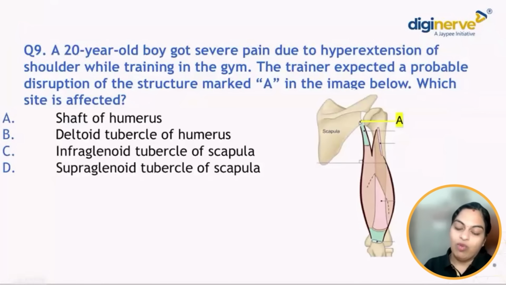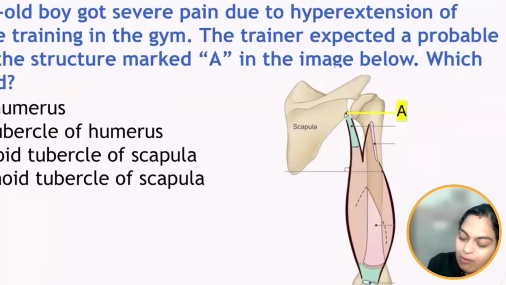A 20-year-old boy got severe pain due to hyperextension of the shoulder while training in the gym. The trainer expected a probable disruption of the structure marked A in the image below. Which site is affected? So what is this A? You see the scapula. This is the humerus.